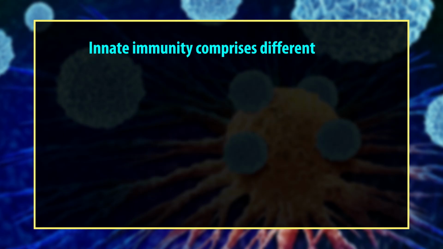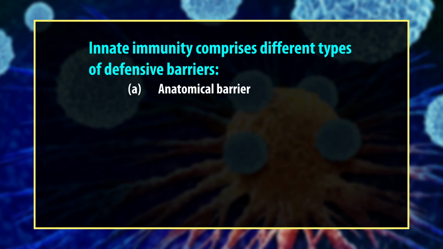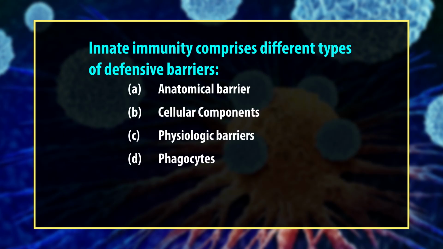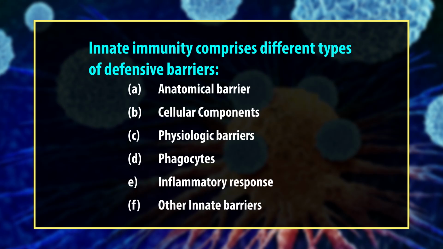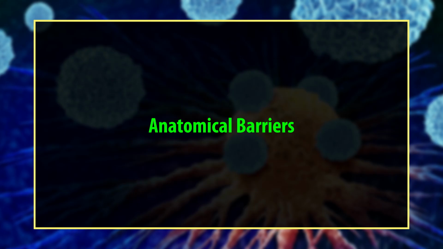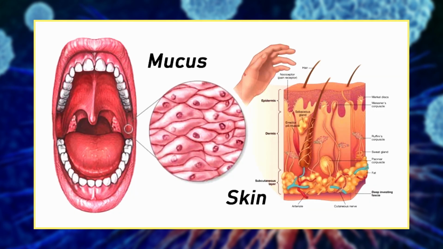Innate immunity comprises different types of defensive barriers such as anatomical barriers, cellular components, physiologic barriers, phagocytes, inflammatory response, and other innate barriers. First of all, we will be discussing anatomical barriers. The skin and the mucosal surface, physical and anatomical barriers, constitute the body's first line of defense, preventing pathogen entry and providing continuous broad spectrum protection.